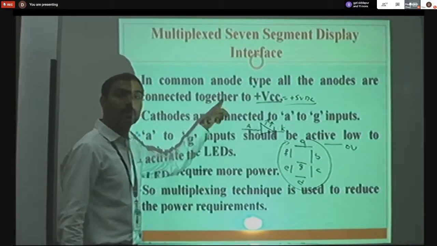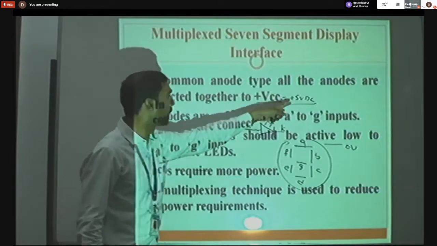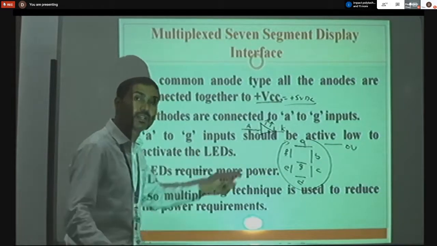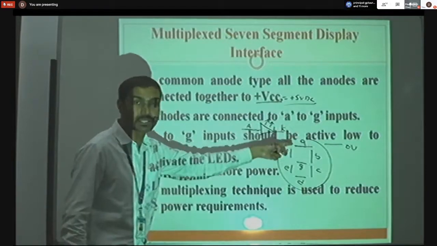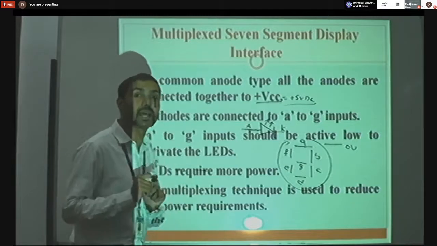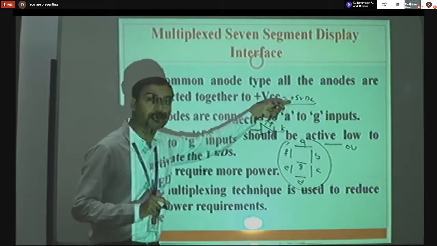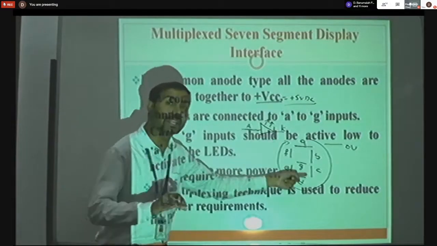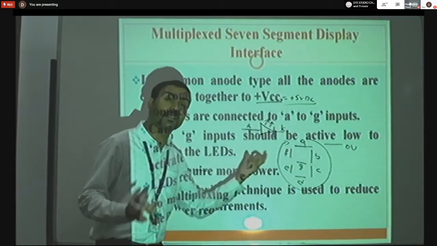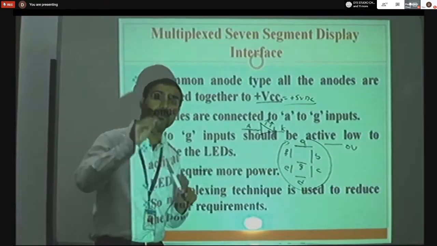The anode should be connected to the positive power supply of 5 volts. The cathode should be connected to the inputs, and finally they should be connected to active low. Active low means ground connection. Then only the particular LEDs will glow. That's why it's called forward bias. The anode should be connected to the positive of the power supply, and the cathode to the negative. Negative is always connected to ground. That's why finally they will activate. Activate means they will glow.